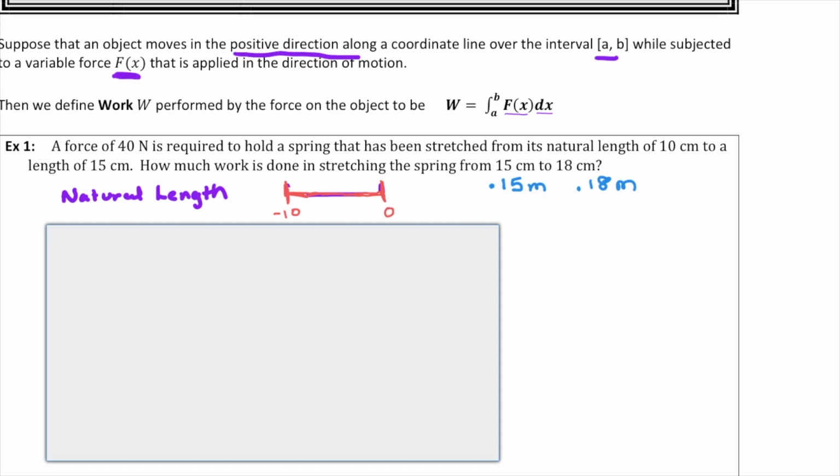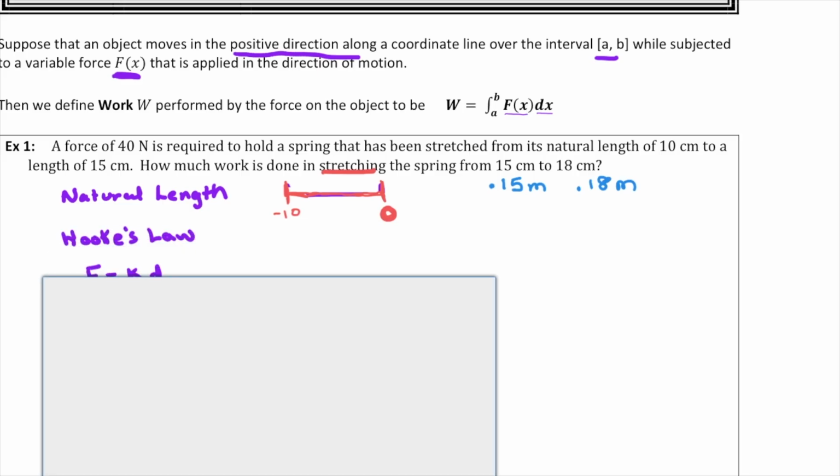For your spring problem, you want to start by drawing your spring at its natural length. Notice the labels that I've chosen. The spring is at its natural length, 10 centimeters. So I started my numbering system at 0 on the right and negative 10 on the left, because I'm going to be stretching my spring from 15 to 18 centimeters.